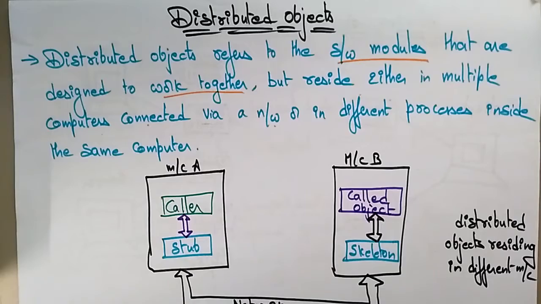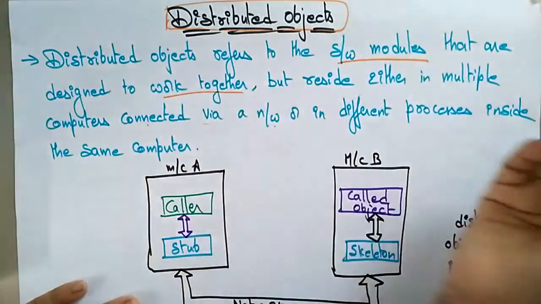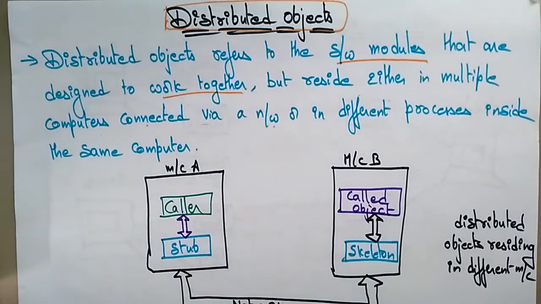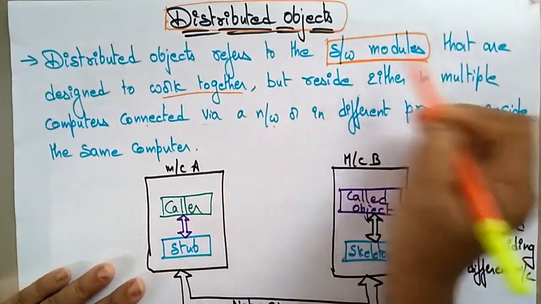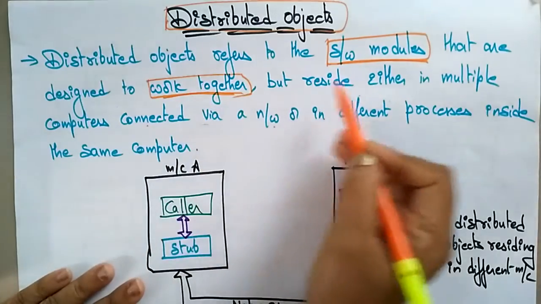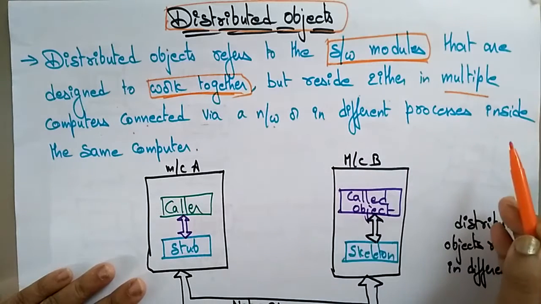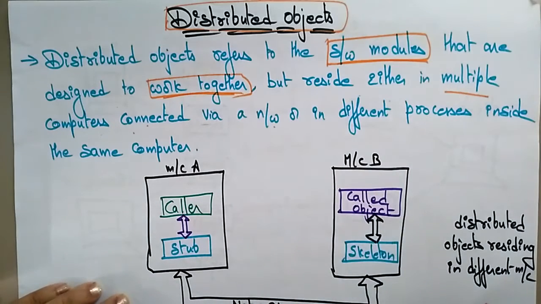So actually the word itself is saying that the objects are going to be distributed. You create the objects in any one system and you distribute those objects to the other system to work together. So you simply call it a software module, designed in a way to work together but residing either in multiple computers connected via a network or in different processes inside the same computer. So those objects are present in different processes inside the same computer.